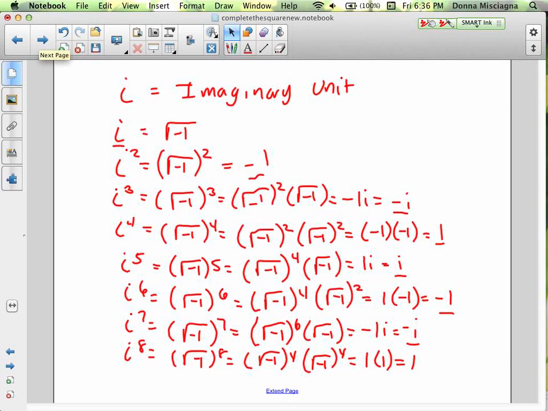And by the way, if you keep doing this out, you're going to have the same pattern. So i to the 9th would be i, and i to the 10th would be negative 1, and i to the 11th would be negative i, and i to the 12th would be 1, and so forth and so on forever. So when you raise i to a power, you just keep getting these same answers over and over again in the same sequence. And so it always goes i, then negative 1, then negative i, then 1.